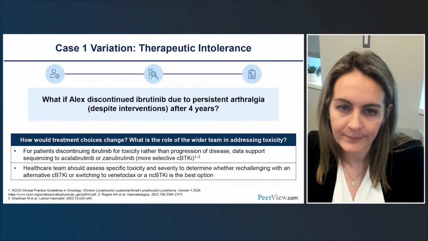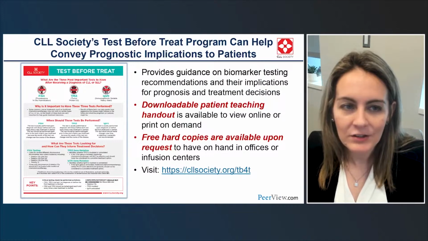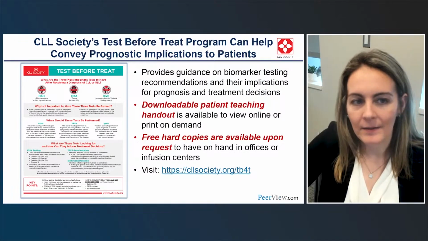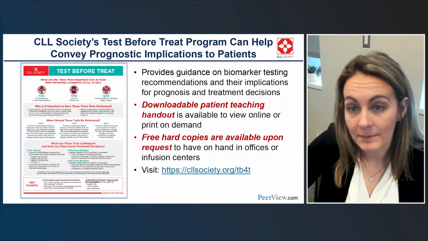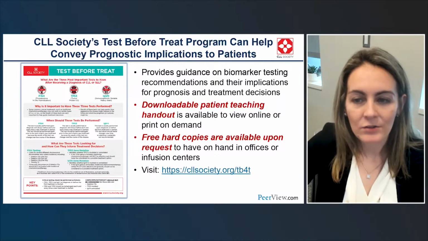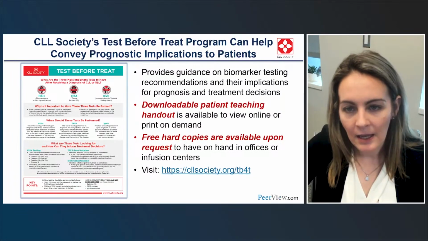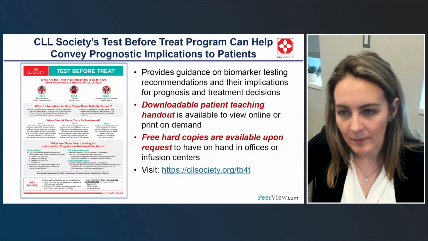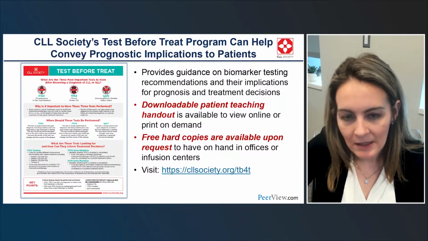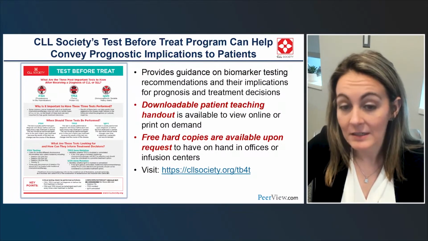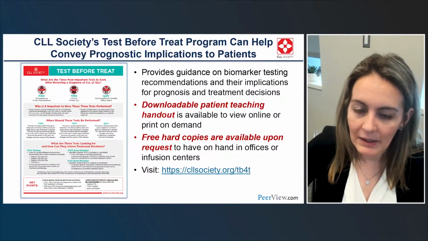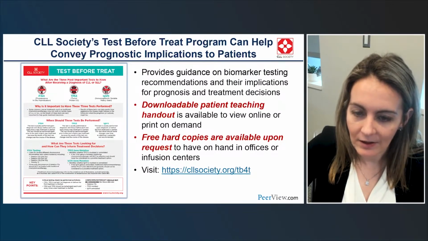So I just want to highlight at this point the CLL Society's Test Before Treat program. So there's really great resources that the CLL Society has put together here that provide some guidance on biomarker testing recommendations. There's a downloadable patient teaching handout, and you can also request hard copies to have on hand in the office.